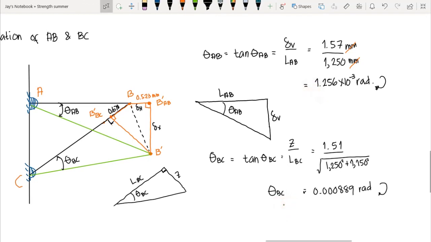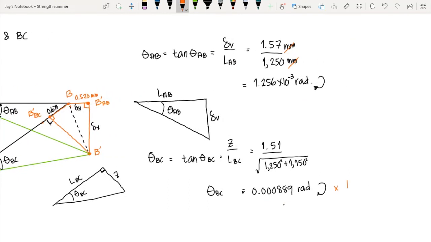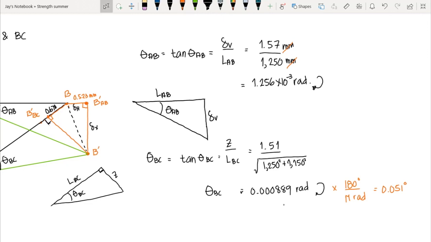If you want to convert it into degrees, you can multiply by 180 degrees over pi radian, and this gives us 0.051 degrees. So imagine how very small the angle is. It's almost zero. So these are the rotation of AB, and this one is the rotation of BC in radian. That's it for the deformation of axially loaded members. In my next video, we will talk about deformation of indeterminate members or indeterminate structures.